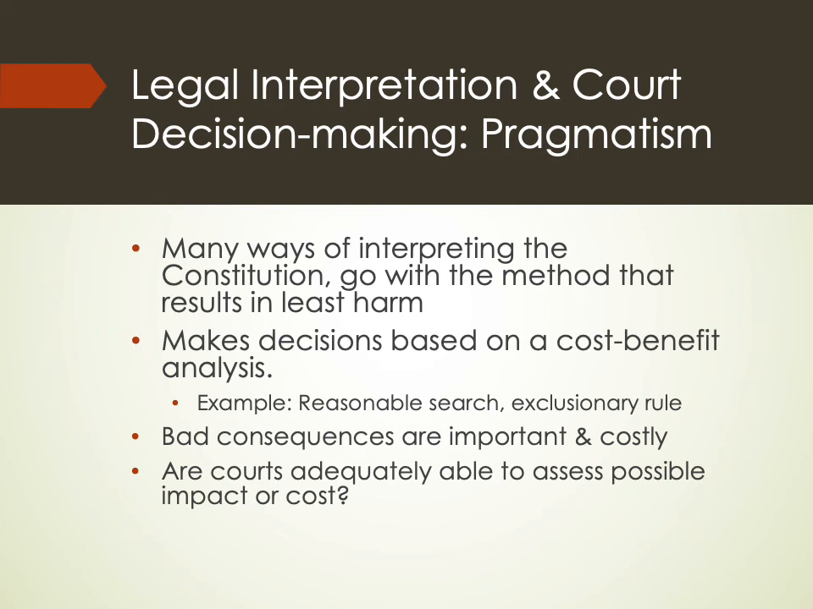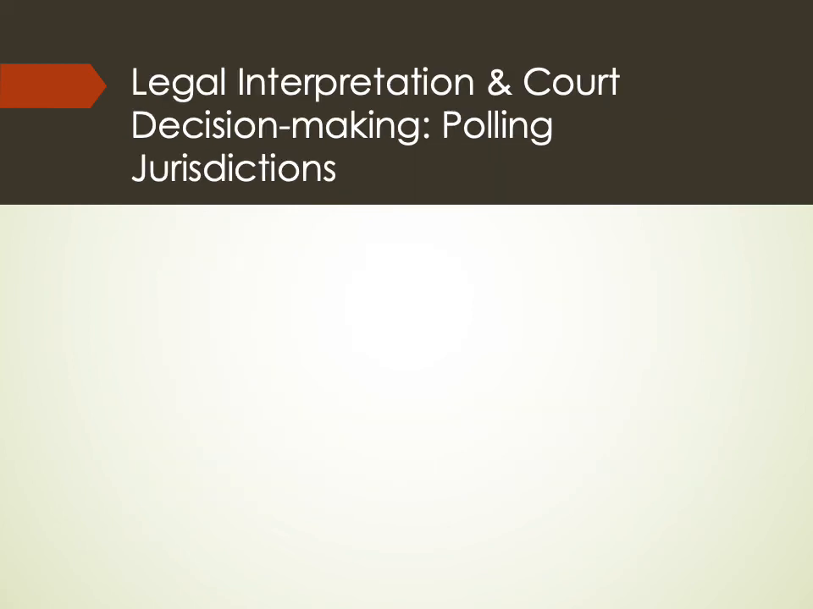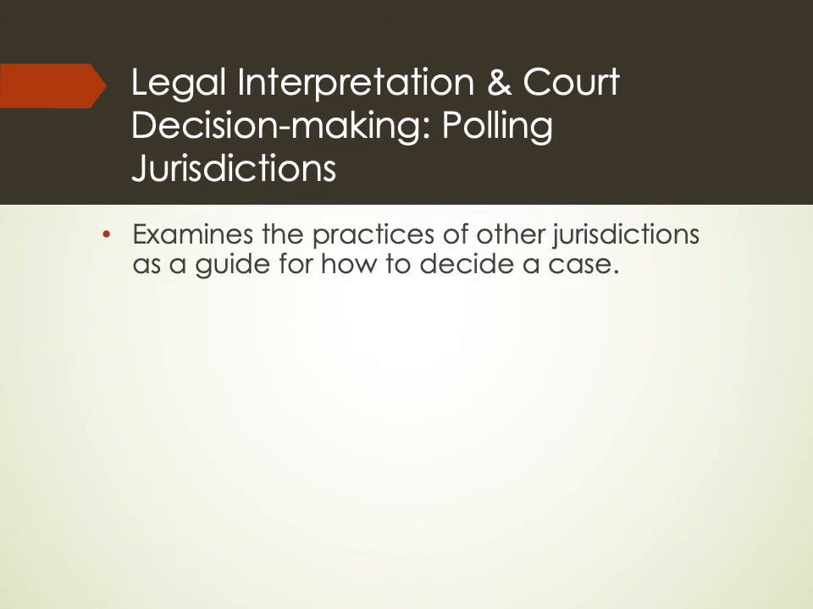Are courts adequately capable of assessing the possible impact or the possible cost of decisions? The last perspective we're looking at is polling jurisdictions. Polling jurisdictions is that a justice would examine the practices of other jurisdictions, other cities, states, or countries, and then based on what they would find out about what those other cities, states, and countries are doing, they would use that information to guide their decision making in the case that is before them.